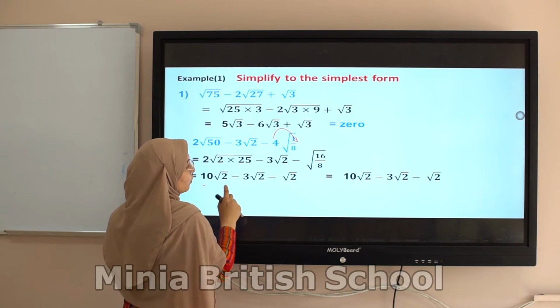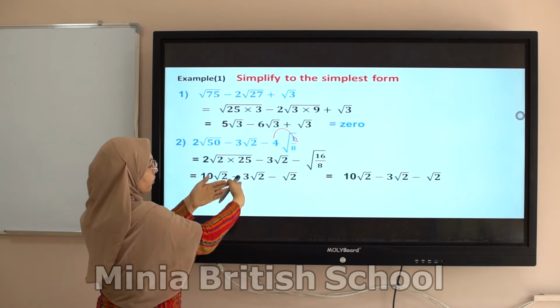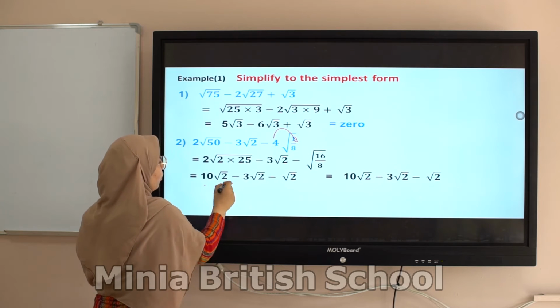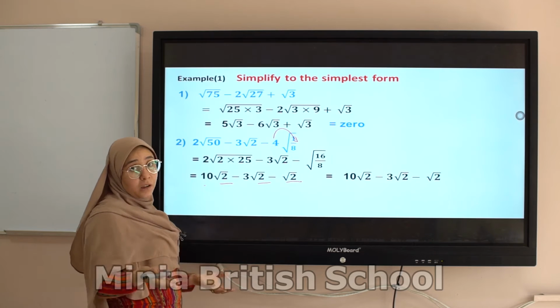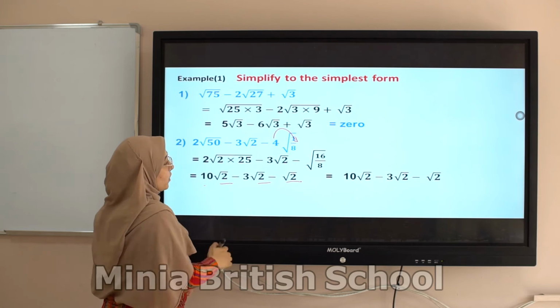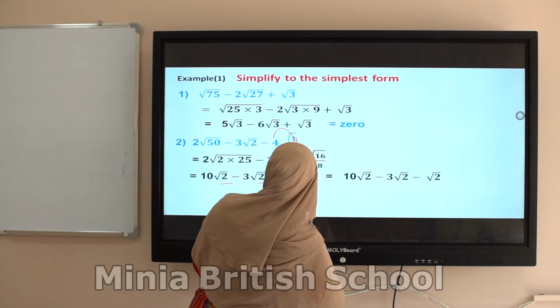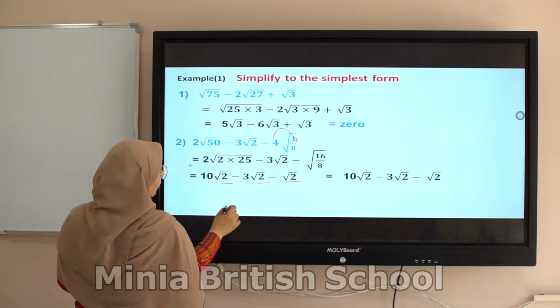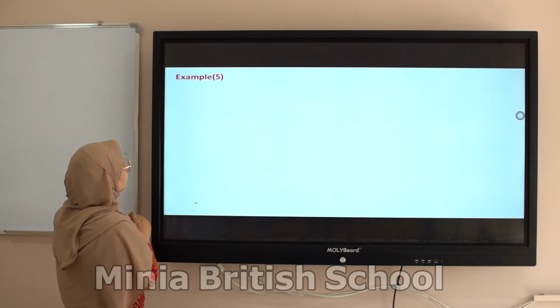Minus 3 root 2 minus root 2, okay? 10 minus 3 minus 1, okay? All of them root 2, all of them like algebraic terms. So 10 minus 3 minus 1 equals 6. What equals? Equals 6 root 2, okay?